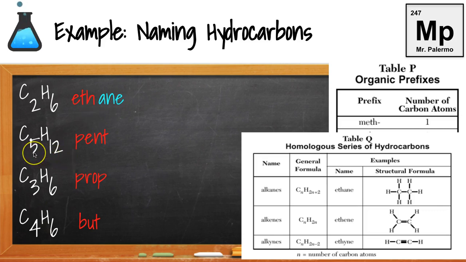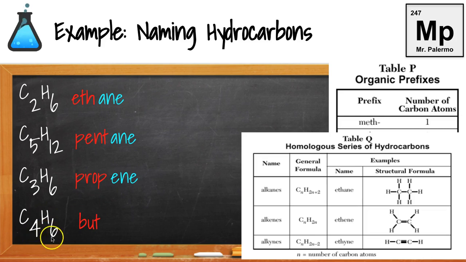This example here, 5 times 2 would be 10, so we have more than double the amount of hydrogens. So again, this is also an alkane series, and so this is pentane. 3 times 2 would be 6, so this is exactly double the amount of hydrogens compared to carbons, which is the general formula for our alkene. So this is going to be a propene.